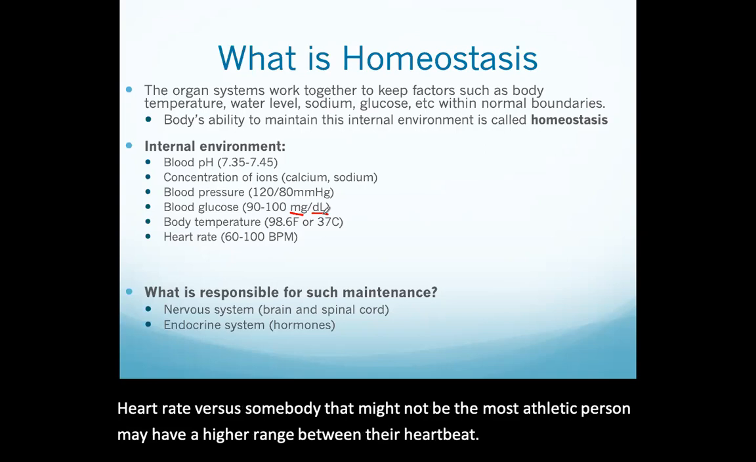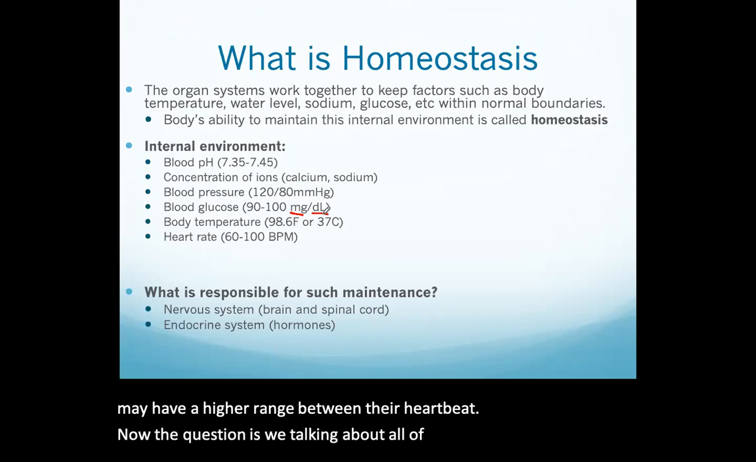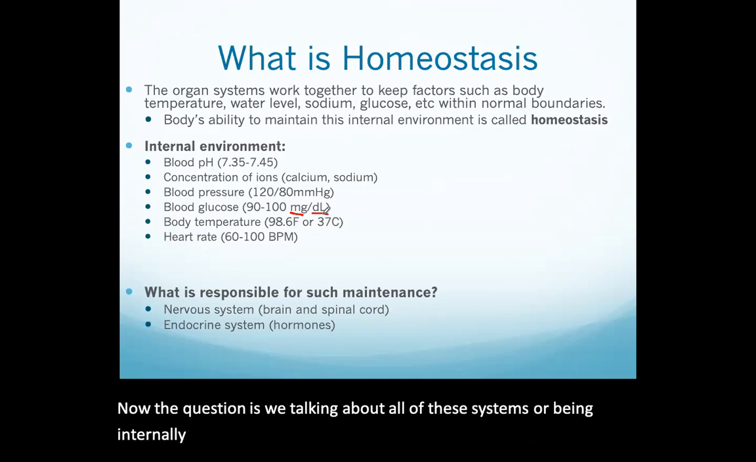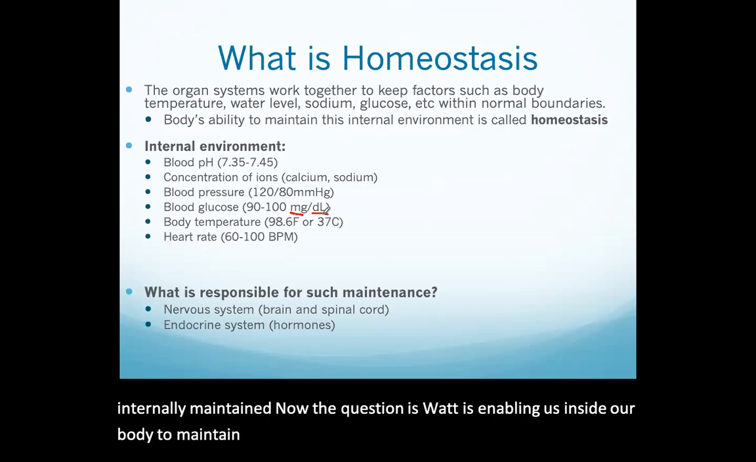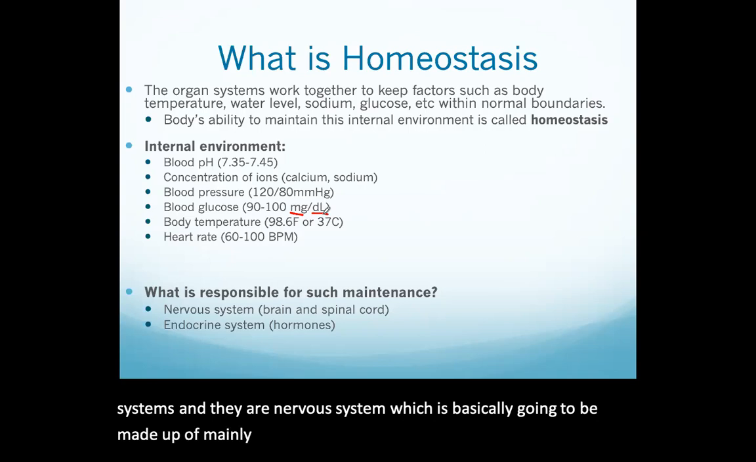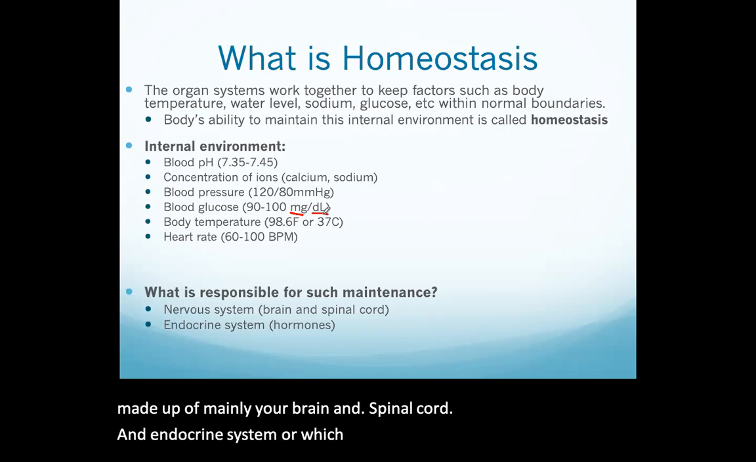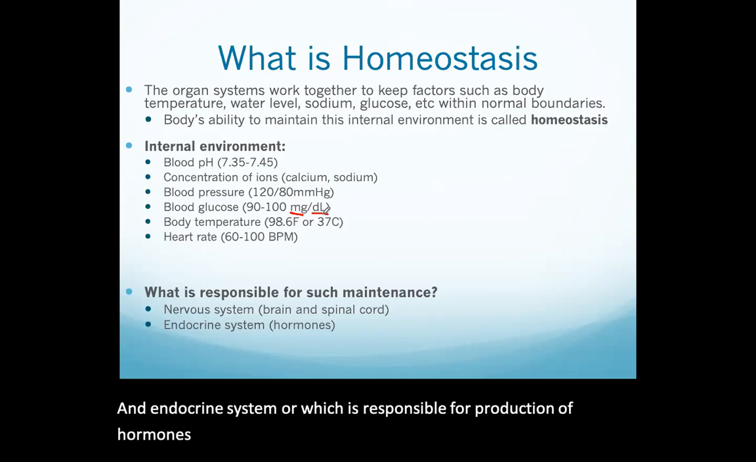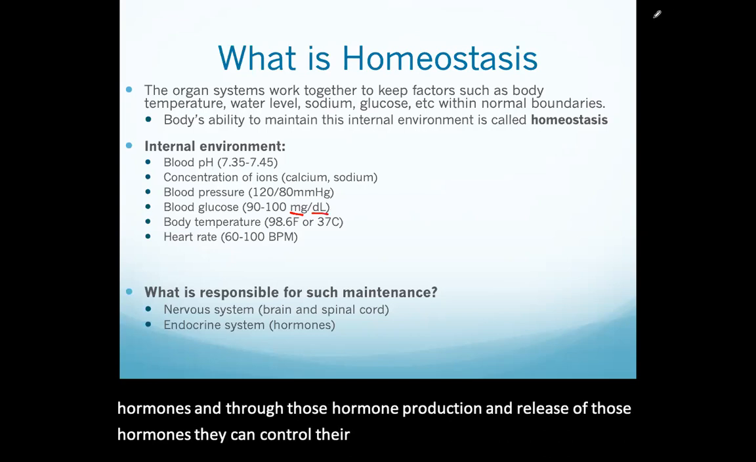Now, we're talking about all of these systems being internally maintained. The question is, what is enabling us inside our body to maintain these systems? And the answer is 2 of our 11 organ systems: the nervous system, which is made up of mainly your brain and spinal cord, and the endocrine system, which is responsible for production of hormones. Through the production and release of those hormones, they can control the homeostasis balance.